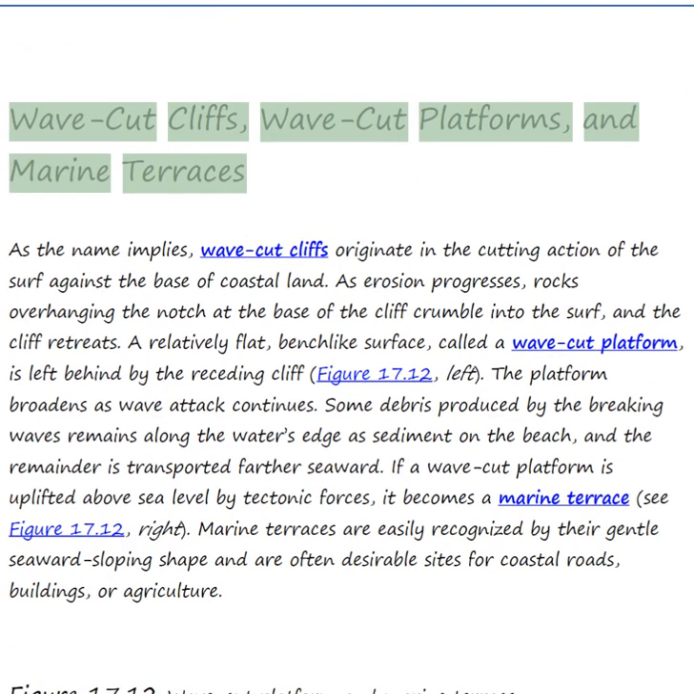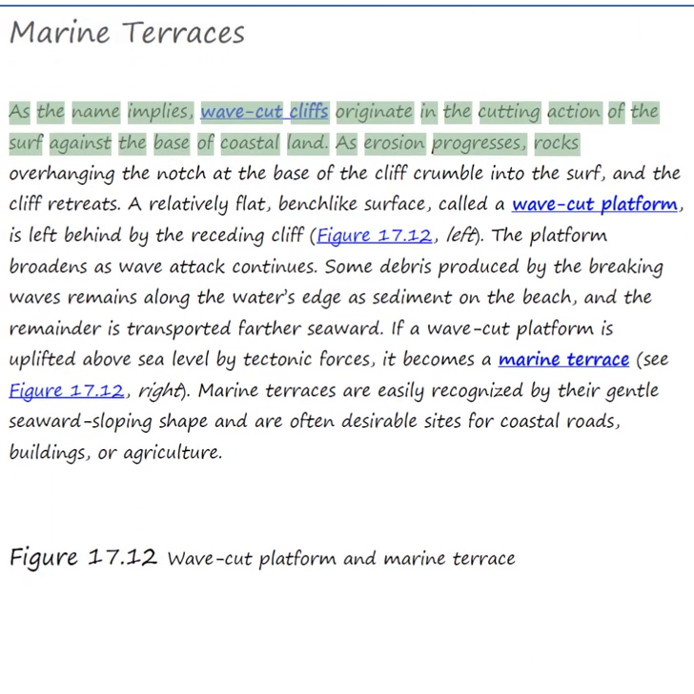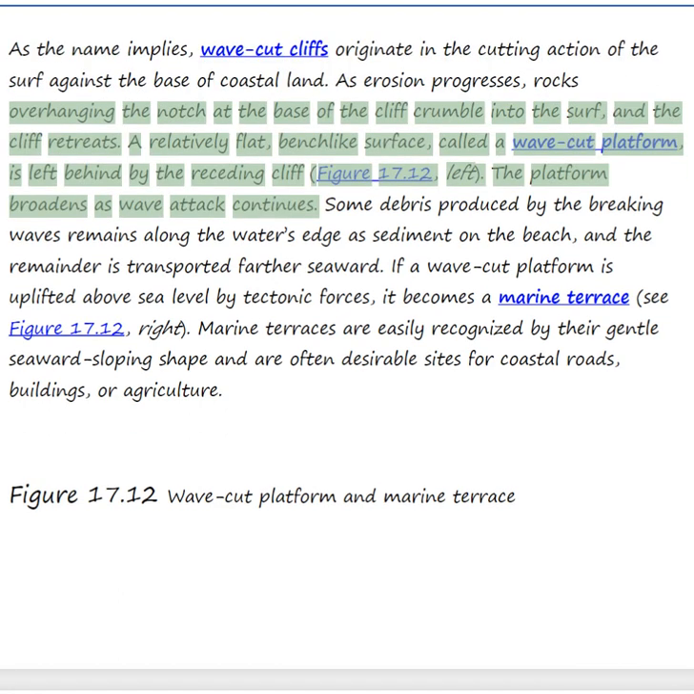Wave-cut cliffs, wave-cut platforms, and marine terraces. As the name implies, wave-cut cliffs originate in the cutting action of the surf against the base of coastal land. As erosion progresses, rocks overhanging the notch at the base of the cliff crumble into the surf, and the cliff retreats. A relatively flat, bench-like surface, called a wave-cut platform, is left behind by the receding cliff. The platform broadens as wave attack continues.